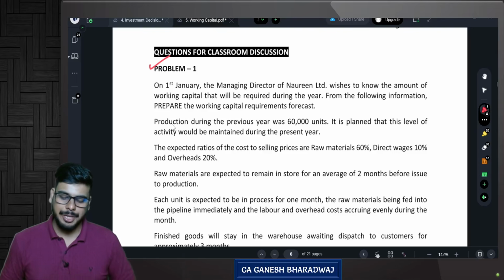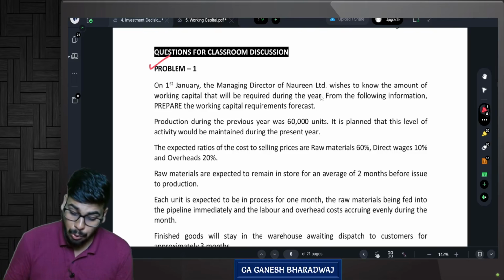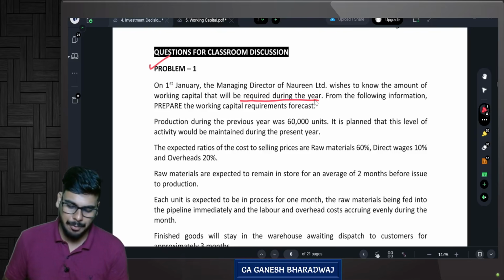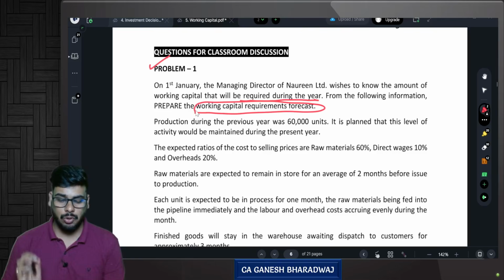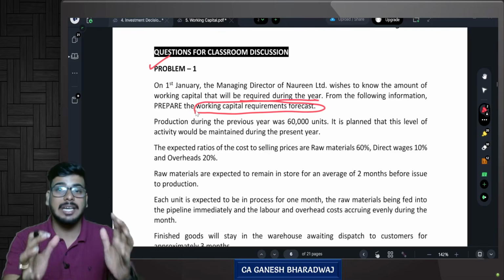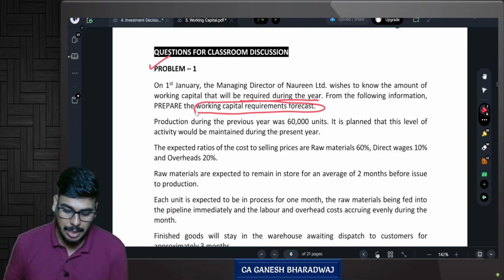On 1st January, the managing director of Naurin Limited wishes to know the amount of working capital that will be required during the year. From the following information, prepare the working capital requirements forecast. So the managing director of a particular company wants to know how much working capital investment is required for the day-to-day running of the business, right?